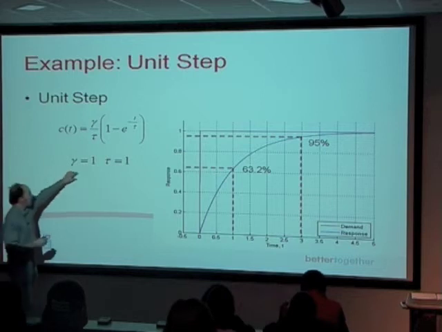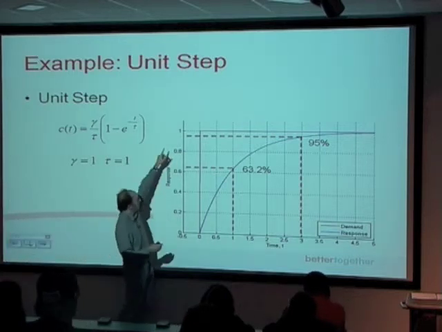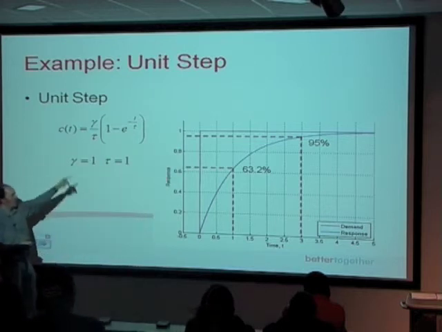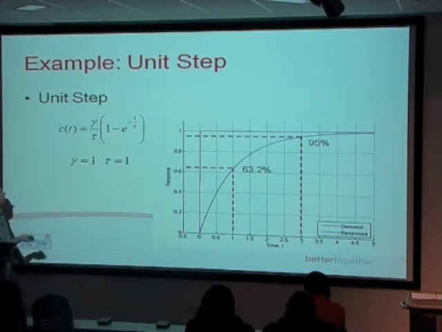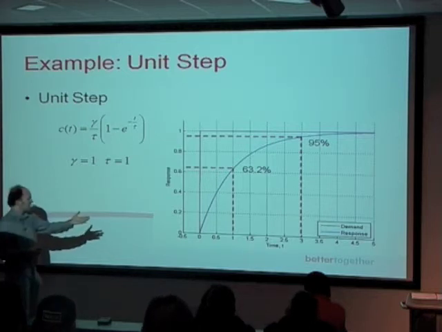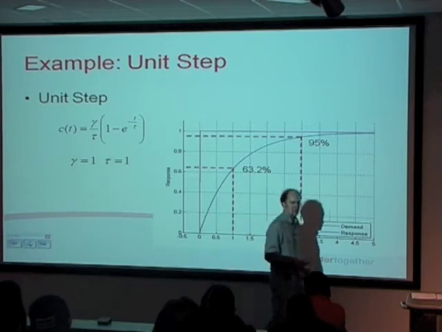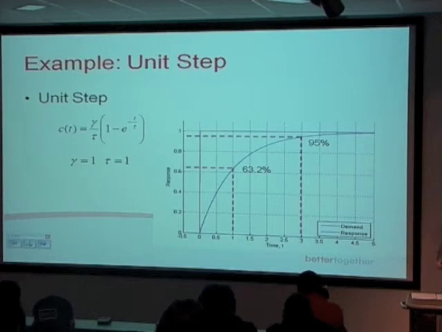That's if the gain was 1. If the gain wasn't 1, then we'd obviously have a final value up where the gain is. So if the gain was 3, our final value would be 3 in a sense. But we'll look at that in a second. So this is a standard first-order system. This is the response you'll always get with a first-order system. In one time constant, you will get 63% of the way to your final value.